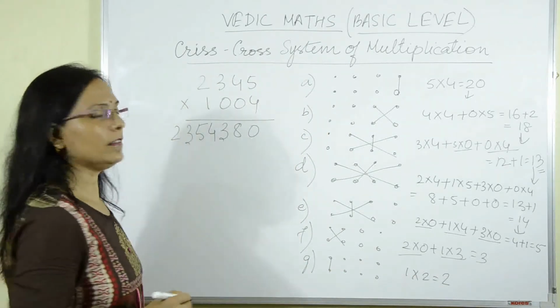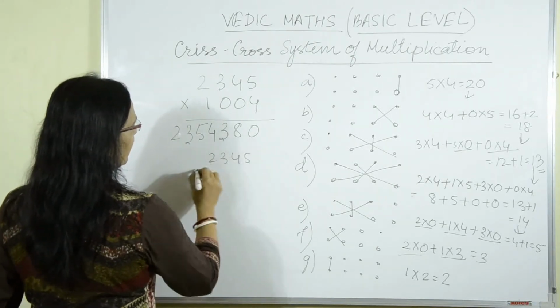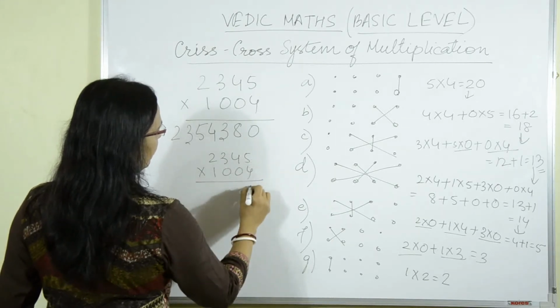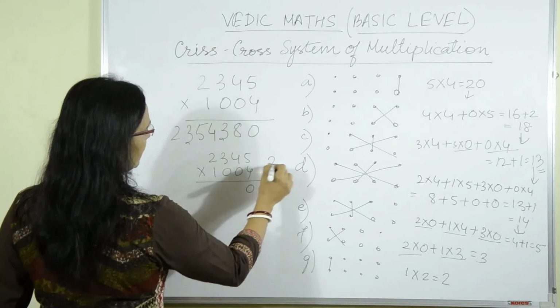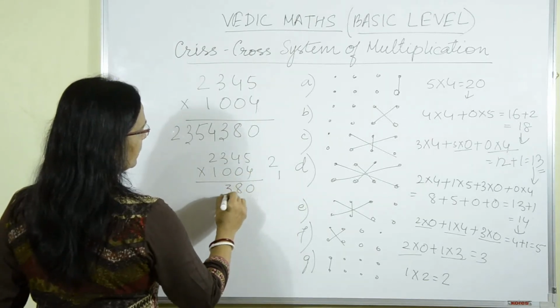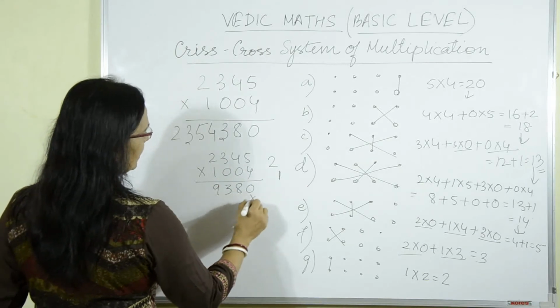Now this is how it has been done. Now we can check it in the general method. Let us check it to verify whether our answer is correct or not. 4 5 is 20, carry 2, 16 plus 2 is 18, carry 1, 4 3 is 12 plus 1 is 13, carry 1 again, 2 into 4 is 8, 8 plus 1 is 9.